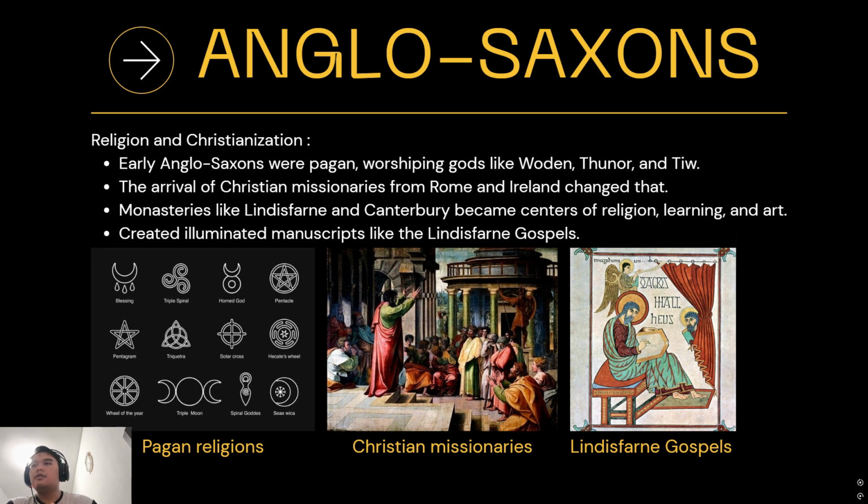In this picture, this is the pagan religions. There are 12 religions in pagan religions. And then the second picture is Christian missionaries, which is the Constantine, when the Constantine spread the Christianity. And then the third picture is Lindisfarne Gospels.